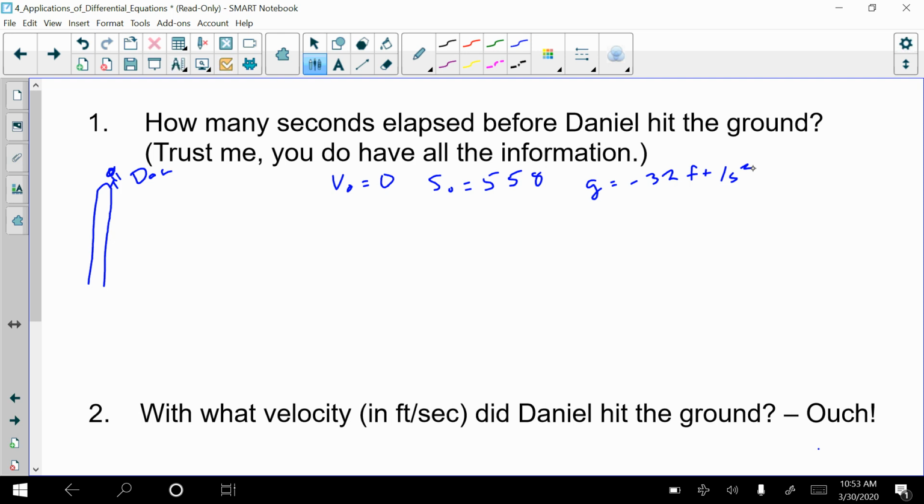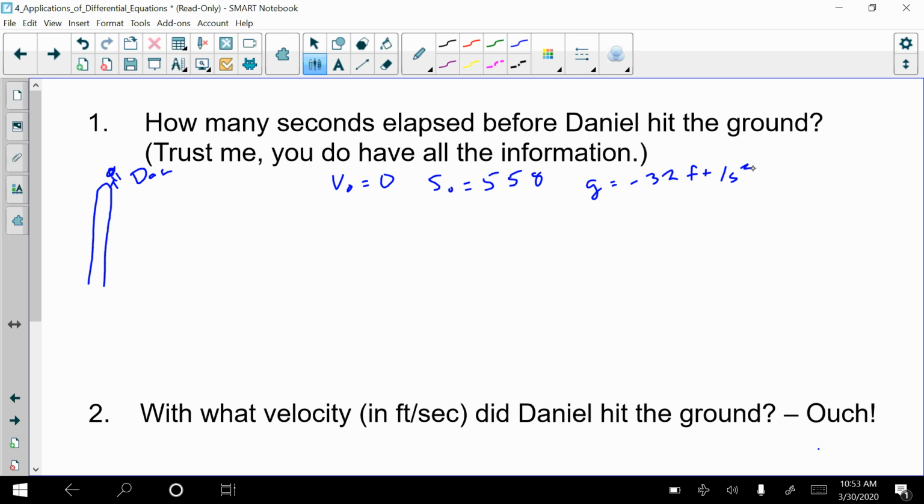Because we're able to reason that the initial velocity is 0, and we know that the initial height is 558, I think that a position function is something we can use pretty easily to determine what the time is going to be.